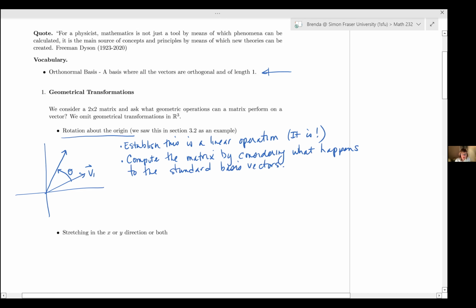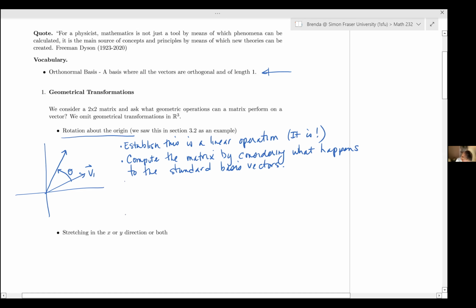Okay, so what I'm basically going to do is see what happens to the standard basis vectors when I rotate them by theta. And then I'm basically considering any vector v as a linear combination of the standard basis vectors. That's a true statement. So then I can just apply the matrix to the vector whose columns are what happens to the standard basis vectors. Okay, let's see how that happens with an example.